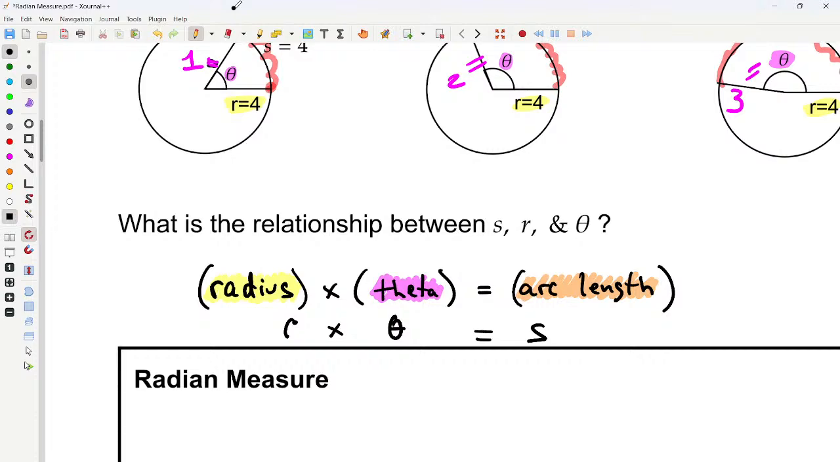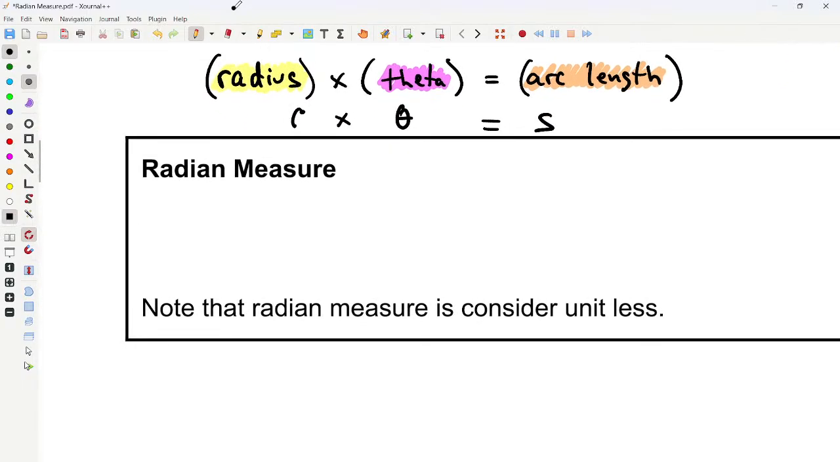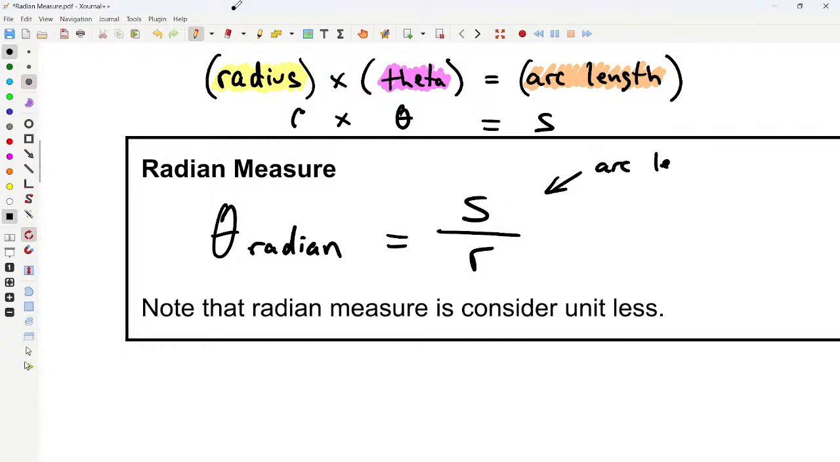So if I want to write a formula for theta, what do I need to do to both sides of this equation? Divide by radius. And that's what a radian measure is. You can look it up on Wikipedia, a textbook, or anything. You take whatever arc length you have, you divide it by the radius of the circle, and that's called the radian measure of the angle.